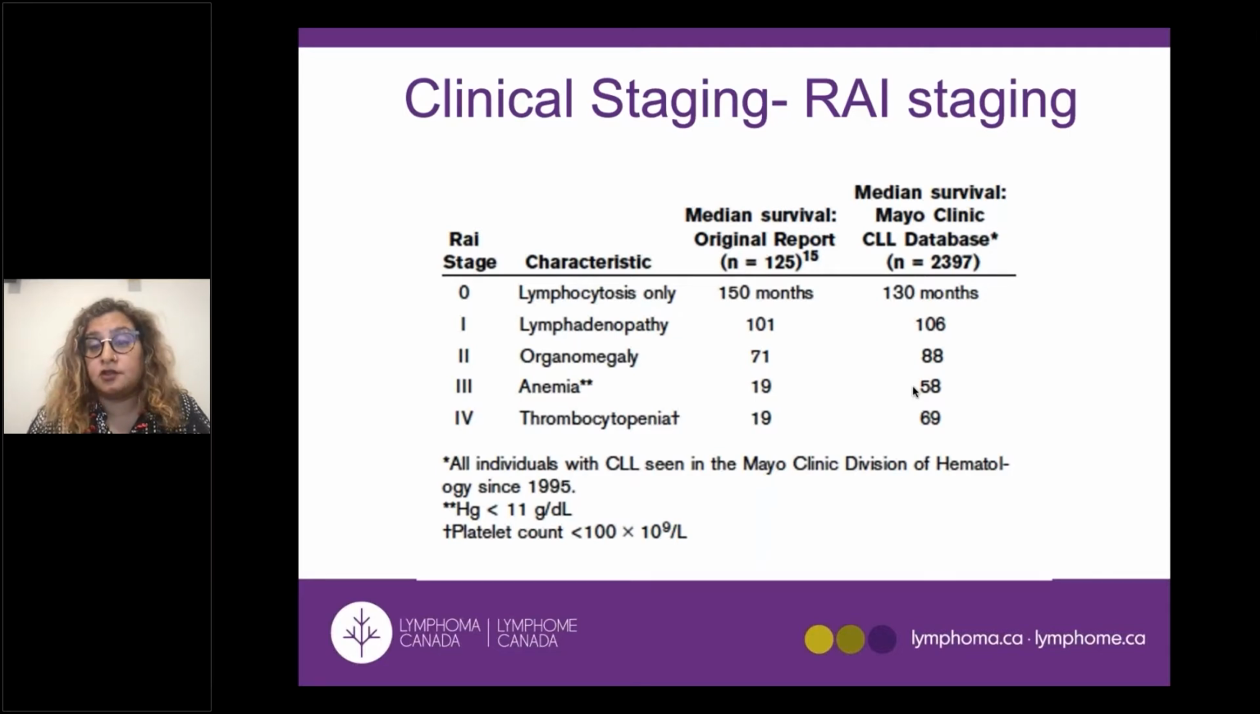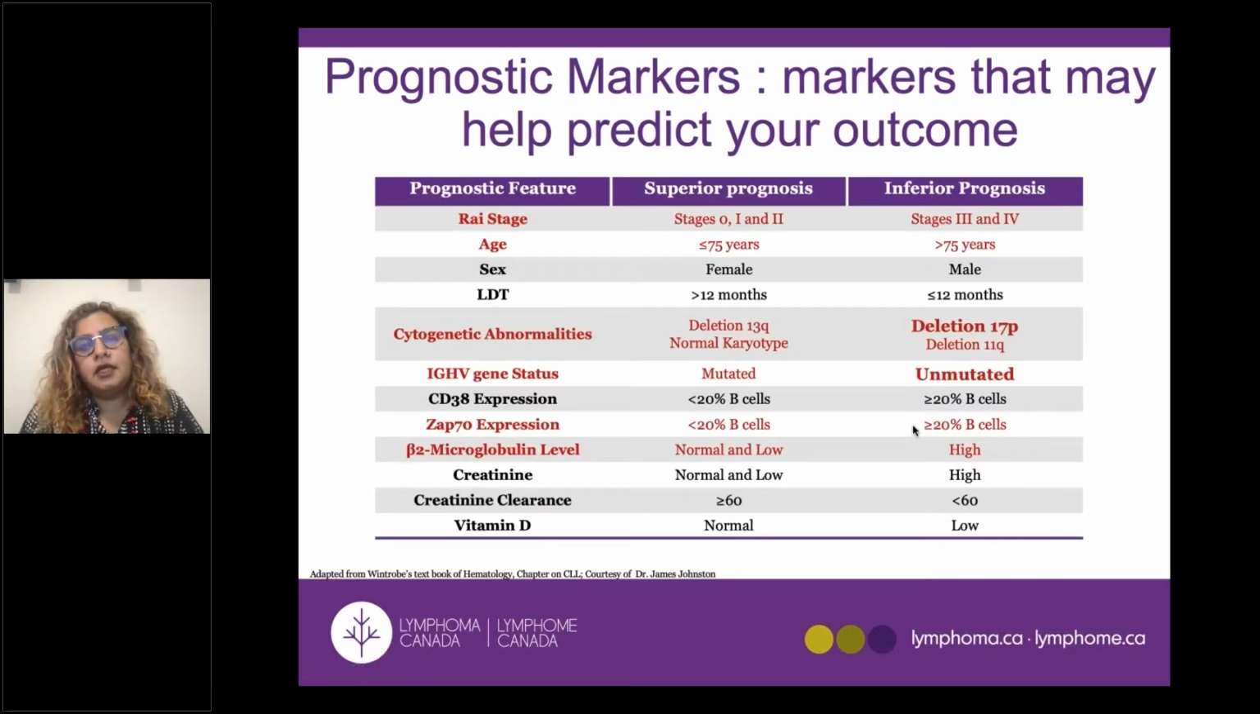So we talked about advanced stage having an inferior prognosis. Greater age, greater than 75 is typical, have lower prognosis. Male sex, lymphocyte doubling time less than 12 months, but definitely less than 6 months, is often quoted in the literature in the recent past. And then different genetic abnormalities that we'll talk about in the next few slides.